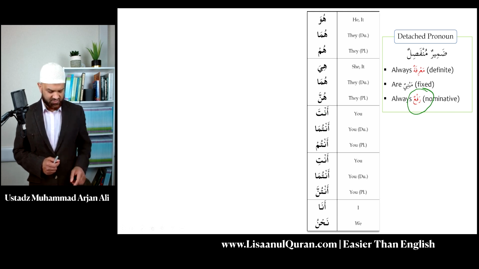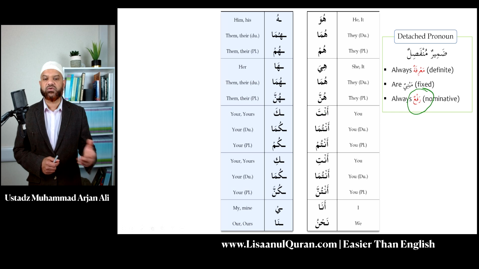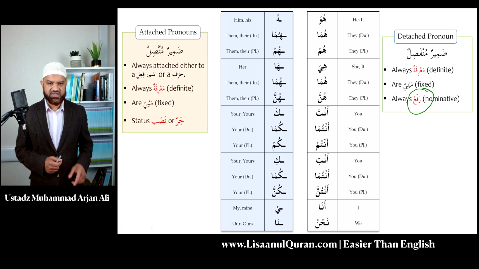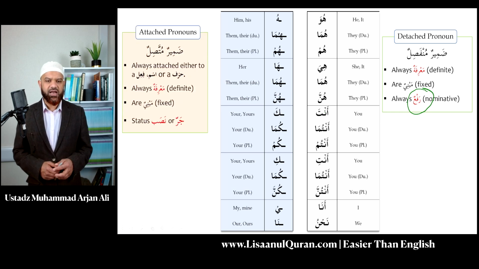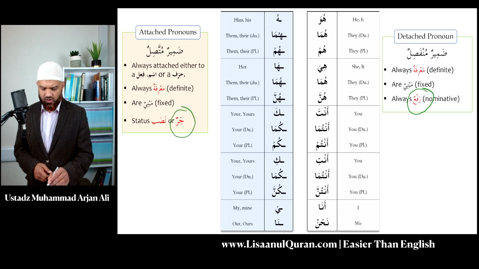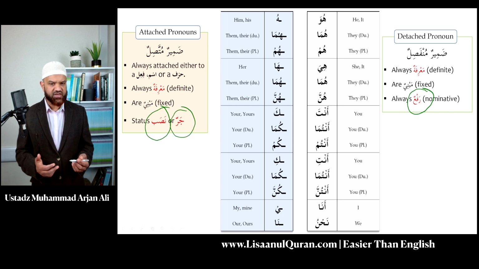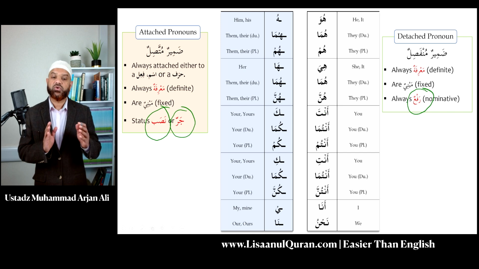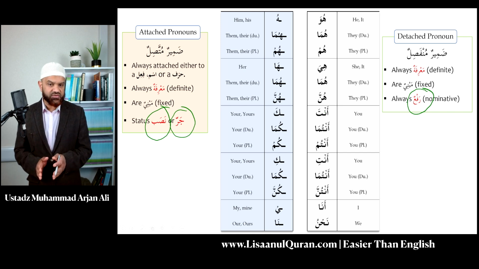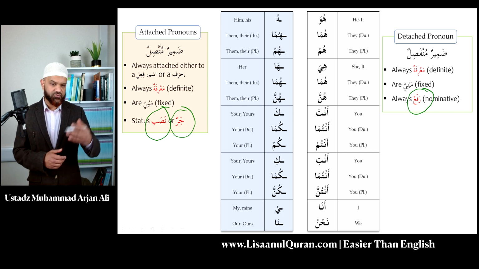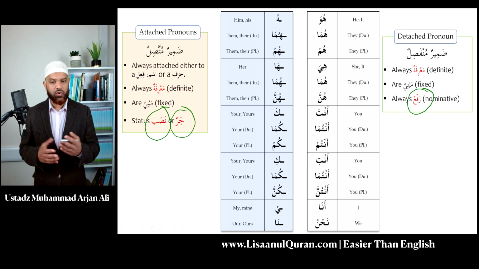It needs to be in the nasab status. So therefore we bring out the attached pronouns. Now attached pronouns again can be jar or they can be nasab. Of course they're definite and they do not change. So you can see that here with the attached pronouns, they can be nasab. Of course, the previous examples we looked at were only jar.